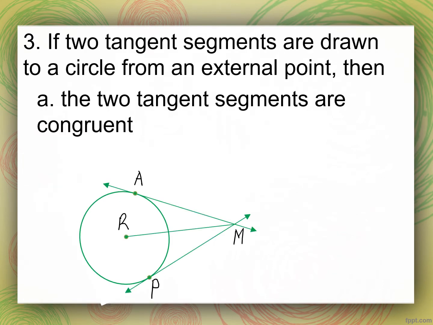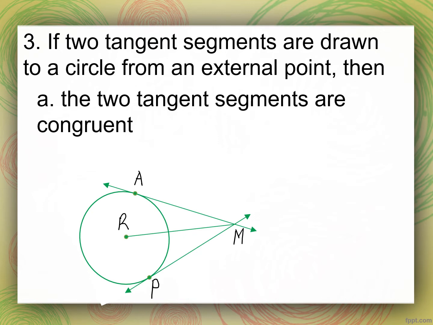Okay, let's have the third one. If two tangent segments are drawn to a circle from an external point, then two things will happen. The first one is that the two tangent segments are congruent. So let's use this figure below to explain the given theorem. So as you can see here, we have two tangent lines, okay? We'll just be using the segments, but we have here line AM and line PM, and both of them are tangent lines, okay? And they are drawn to the circle from an external point, which is point M.